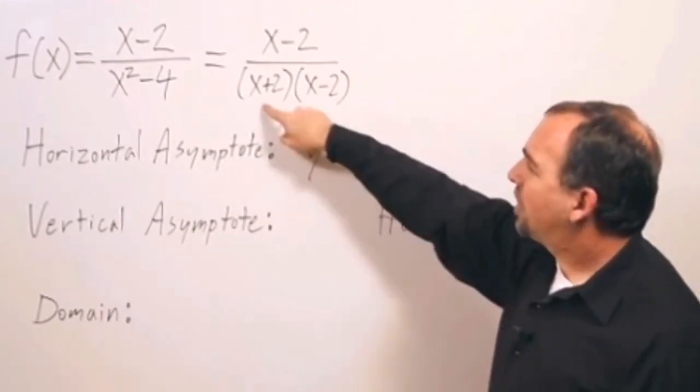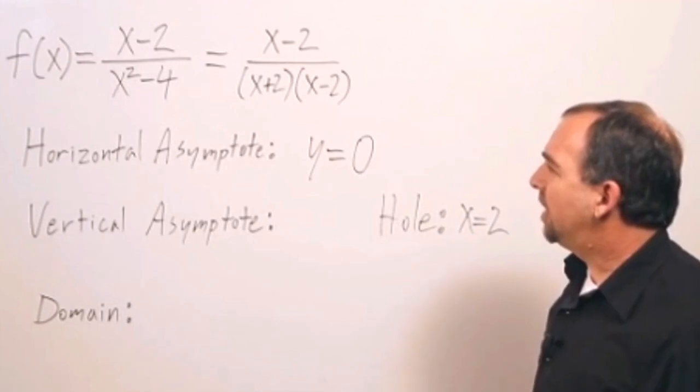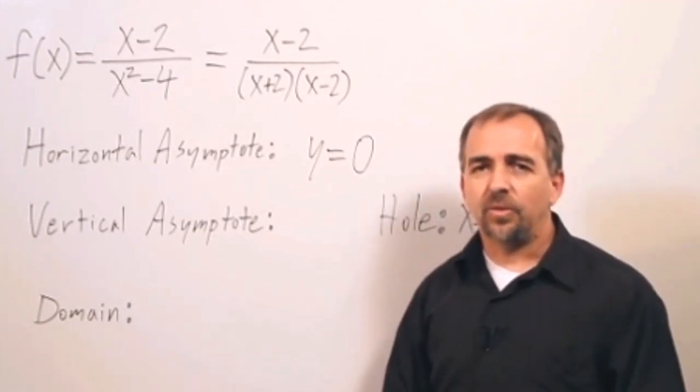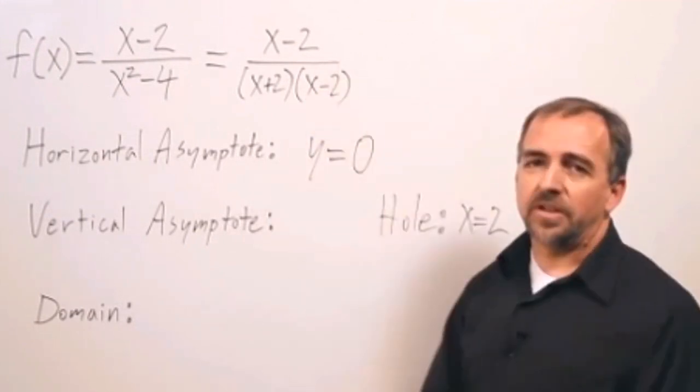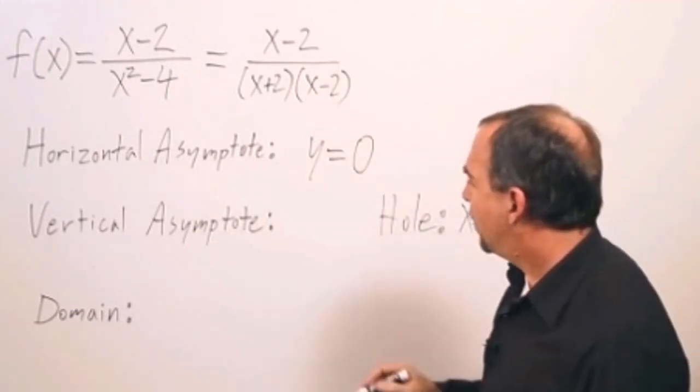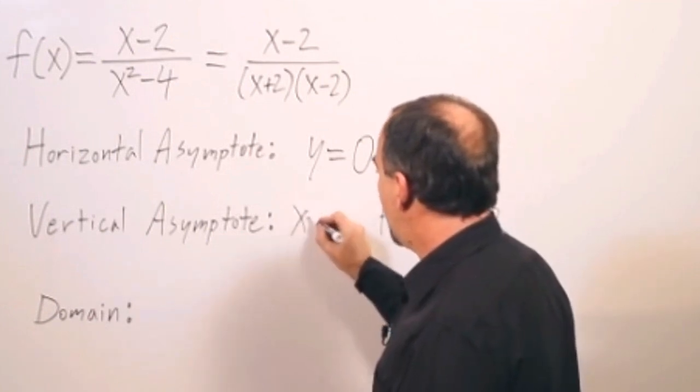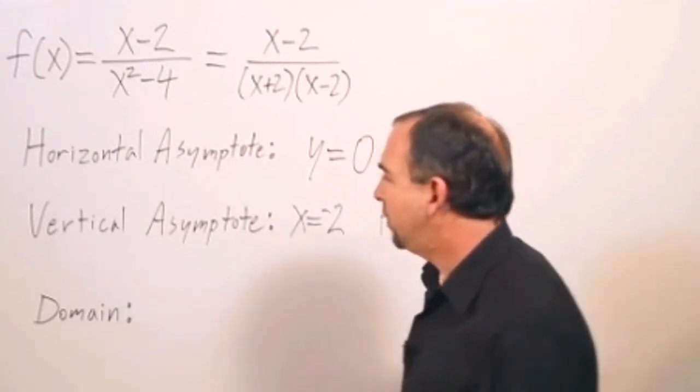Now, that leaves us with a factor of x plus 2 in the bottom, and that means that at a value of x equals negative 2, the fraction will become undefined. We'll still have a number in the numerator, and so that gives us a vertical asymptote, and that is going to occur at x equals negative 2.